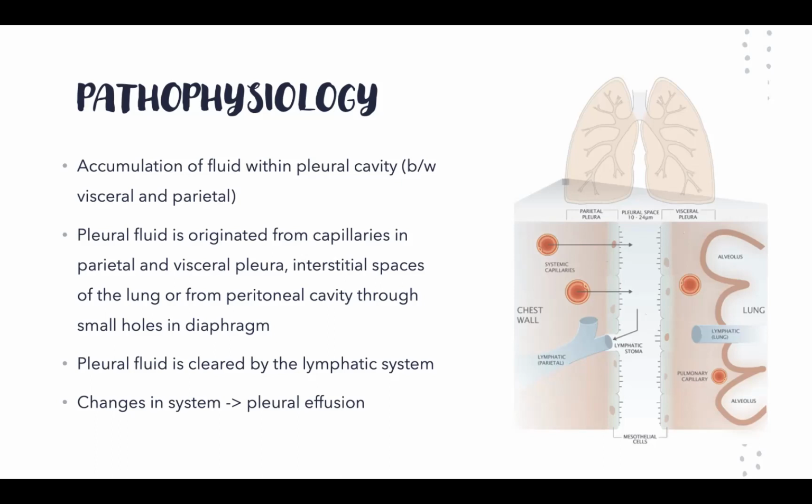And how is it cleared? Because there has to be a clearance system. We've got our lymphatic system that's involved in that. So when we have abnormalities in these systems, whether there's too much production or decreased clearance, this is when we can have an accumulation of fluid causing pleural effusion.